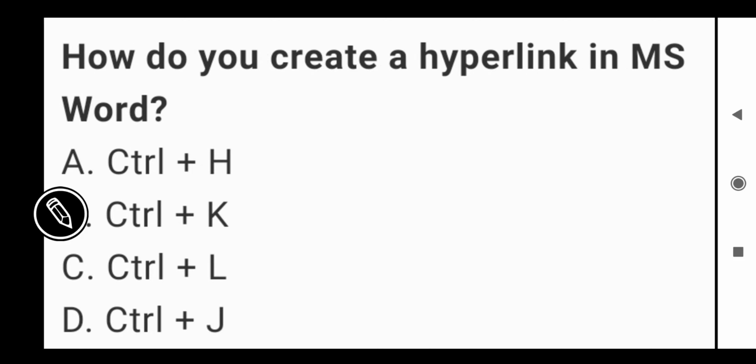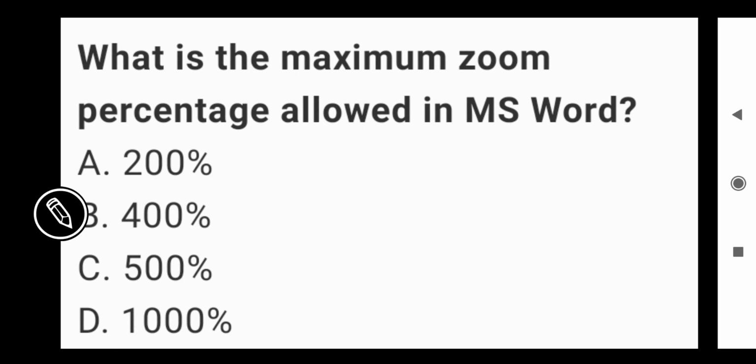Next question. How do you create a hyperlink in MS Word? The right answer is option B, Control plus K. Next question. What is the maximum zoom percentage allowed in MS Word? The right answer is option C, 500%.